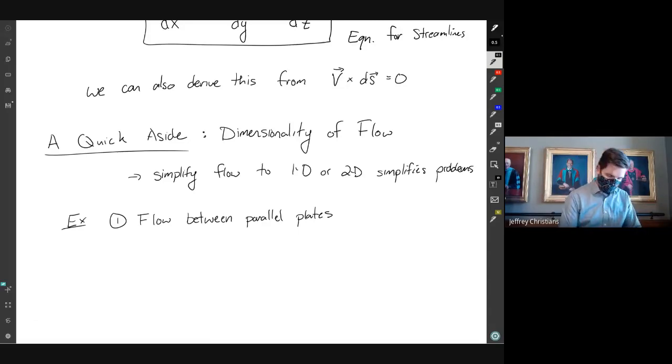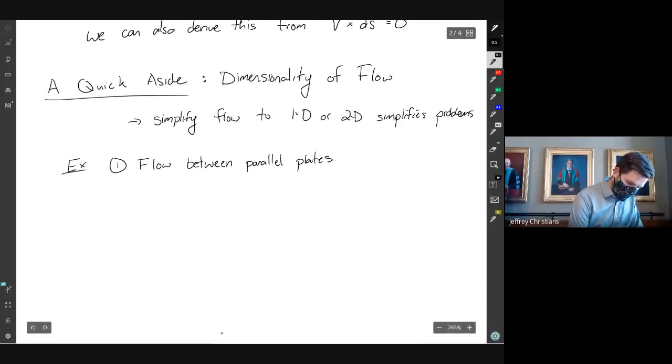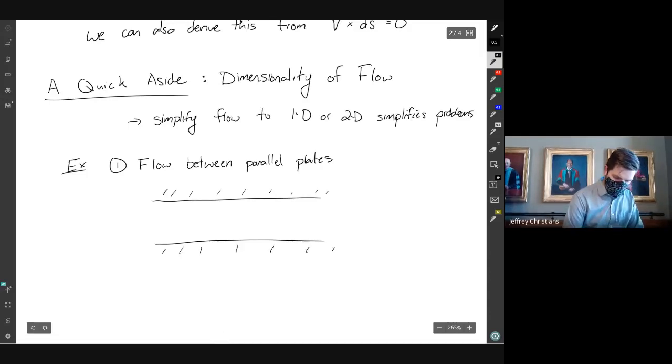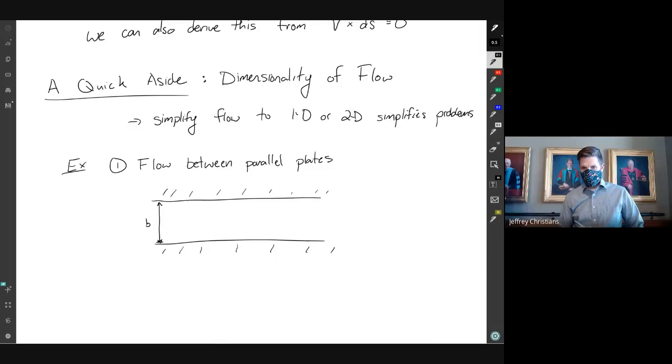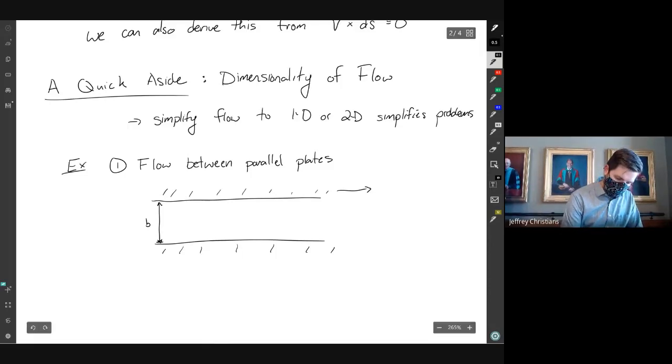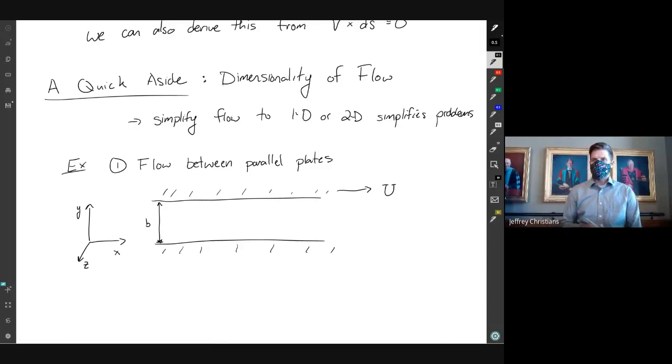So flow between plates. So we have a top plate and a bottom plate. Say they're separated by some distance here, the gap B, and this top plate is moving in the x direction with a velocity u. So let's put some coordinates on this. So this is the y direction. That's the x direction, and that's z.